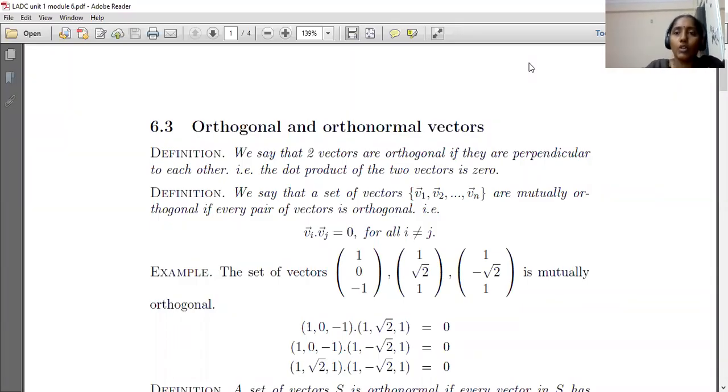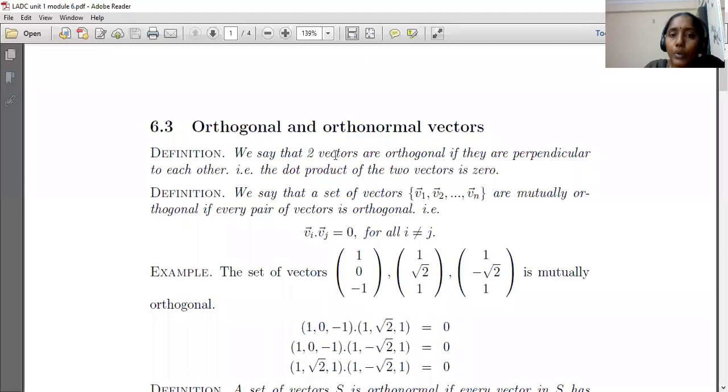Today we will discuss module 6 in unit 1 of linear algebra and differential calculus. In this module, we will mainly discuss the Gram-Schmidt orthonormalization process. Before we go to the Gram-Schmidt orthonormalization process, we'll look into what orthogonal vectors and orthonormal vectors are.